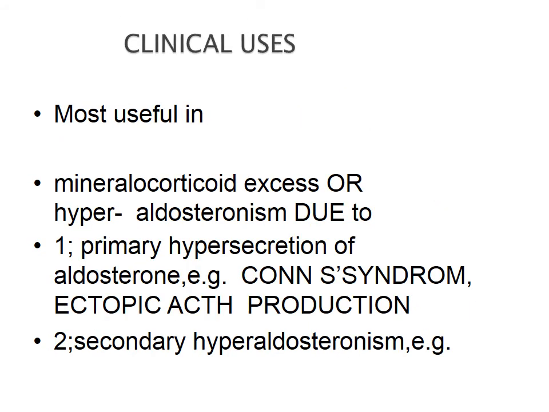Now, their clinical uses. They are useful in mineralocorticoid excess or hyperaldosteronism due to primary hypersecretion of aldosterone. There are certain syndromes or malignancies in the body which secrete that aldosterone. Conn syndrome is among them; it secretes an increased amount of aldosterone. So to inhibit the action of that aldosterone, we are giving potassium sparing diuretics so that the aldosterone won't work, and we are not going to have that excess water in our body.